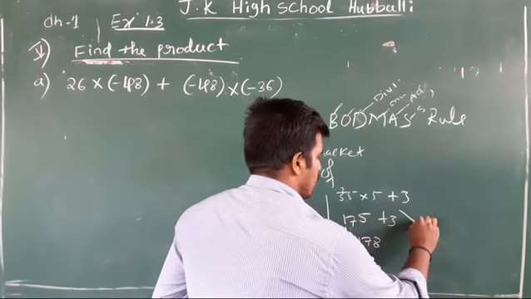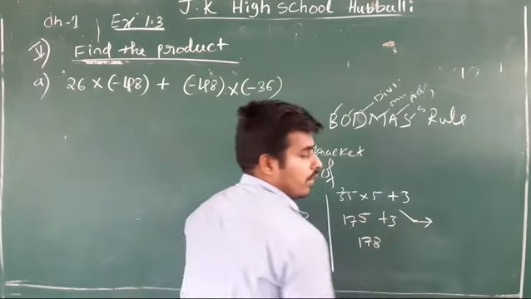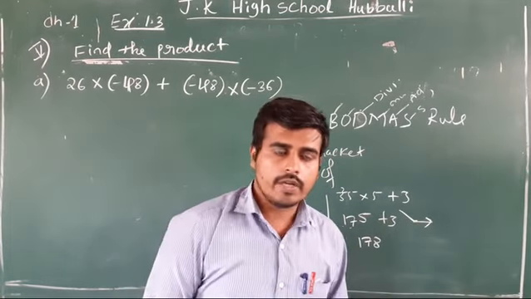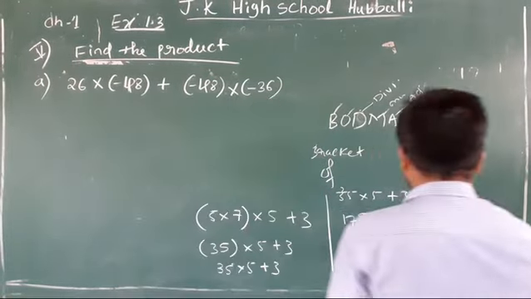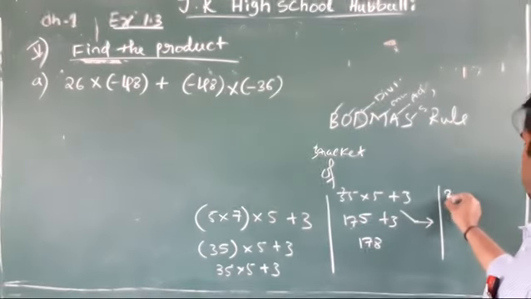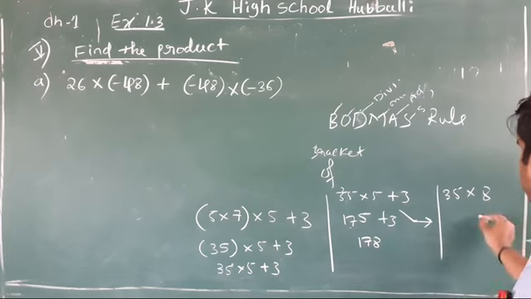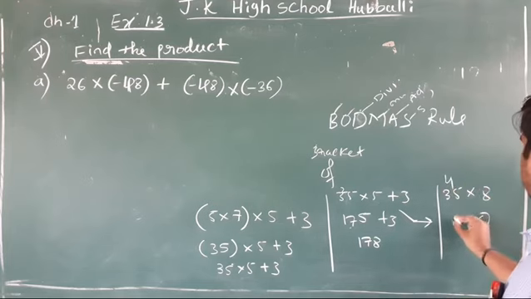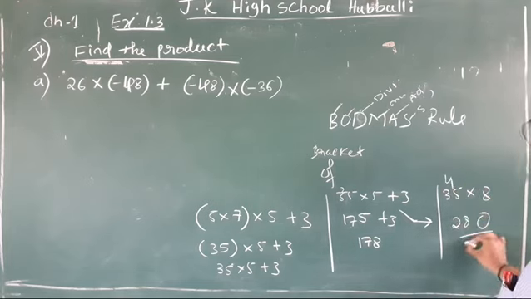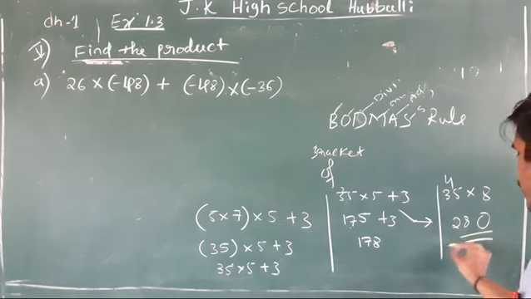What happens if you do it in a different way? If you violate the BODMAS rule and add first, what happens? 35, and 5 plus 3 will give you 8. Your answer will become 280, which is totally different.